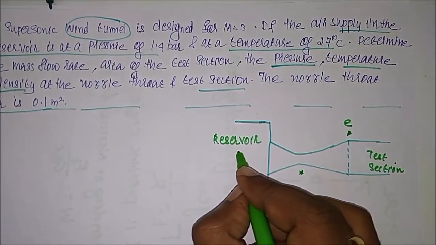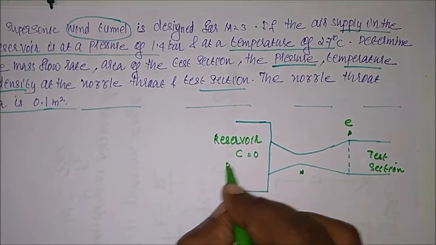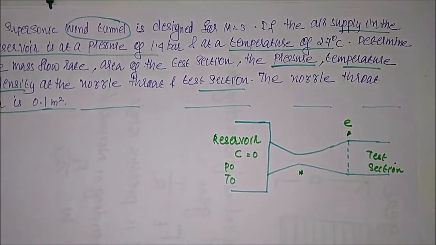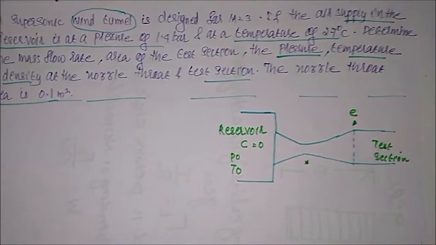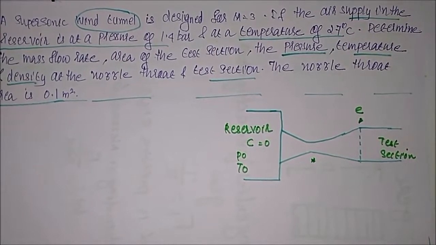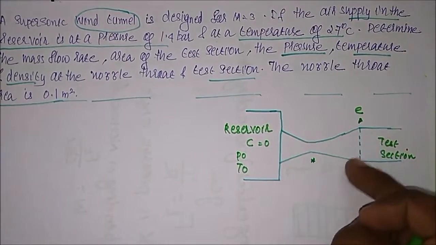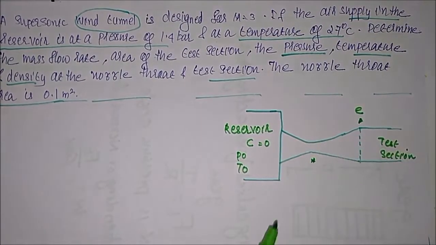Therefore, velocity is equal to 0. Pressure P0, temperature T0. This is the diagram of the wind tunnel, a convergent divergent nozzle with a test section provided at the end.